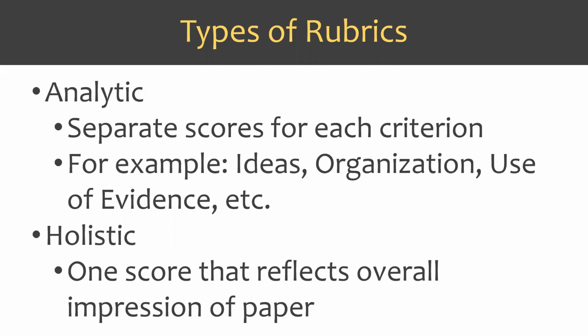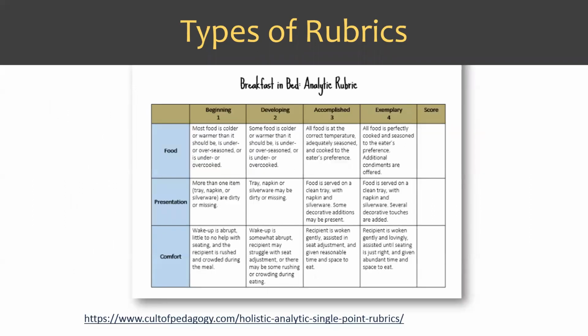So as an example, I found these two great examples of the different types of rubrics. This one is if you were grading someone who was providing you breakfast in bed. So this is an analytic rubric. You can see I have three different criteria. I have food, presentation, and comfort. And each of those criteria is going to get a different score. And the levels are from beginning to exemplary.